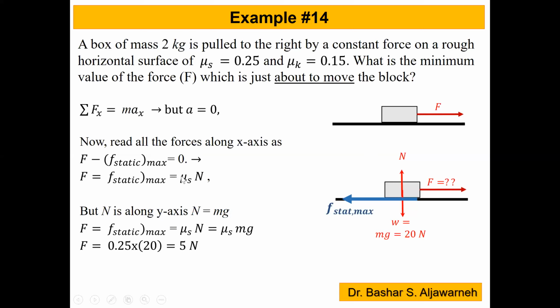Here mu s is given, but the normal force is not given. So it is easy to say normal force equals the weight. All you have to do is just substitute. So here force equals F static maximum, which is mu s times n, but n equals m times g. Now mu s is given, the mass is given, and g equals 10. So the minimum value of the force will be 5 Newton.